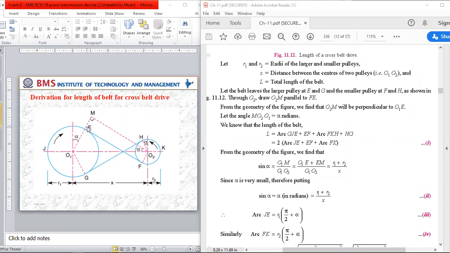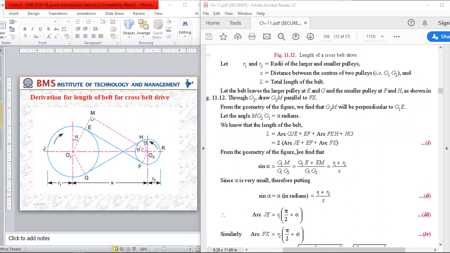So O1M will become R1 plus R2, divided by the hypotenuse length, which is nothing but the central distance. That is R1 plus R2 by X. So we calculate the sin alpha value. As we said that alpha is very small, sin alpha will become alpha. So alpha is equal to R1 plus R2 by X. We keep that aside.